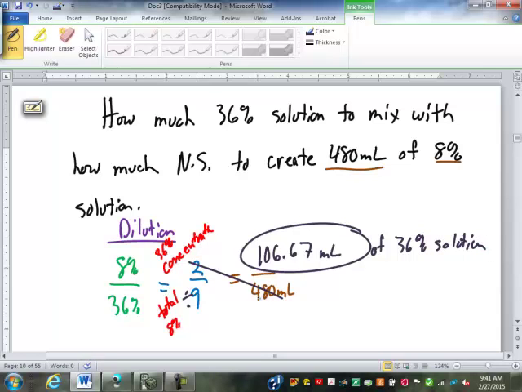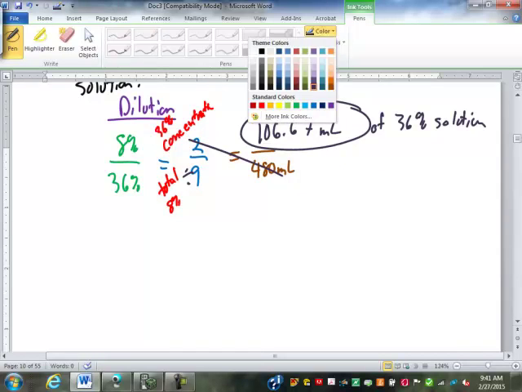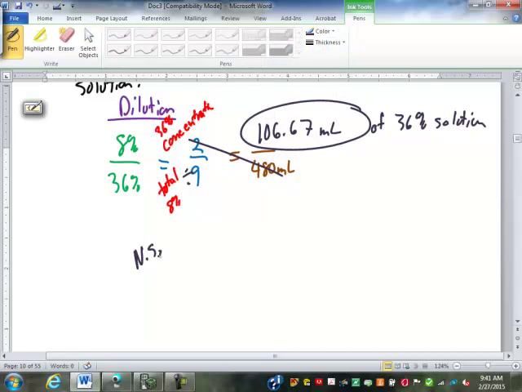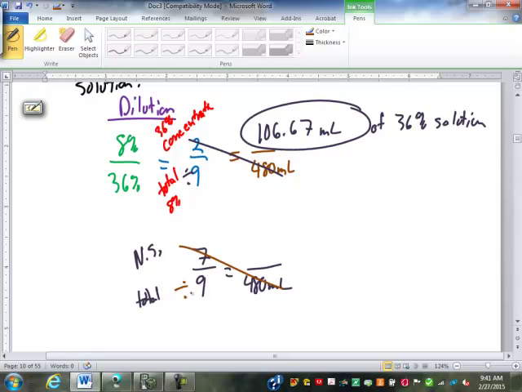Now again, we can either do 480 minus that to get the amount of saline, or what would be our ratio of saline to total? 7 to 9. Very good. And we still have 480 milliliters of total. Cross multiply and divide, which is going to give us 373.33 milliliters of saline.